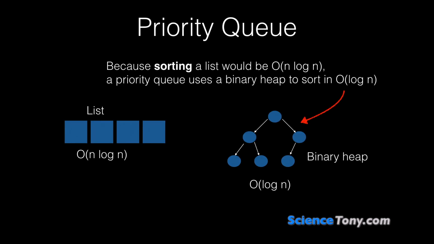Because items have a priority attached to them, each time you insert something, the list would have to rearrange to make sure that the priority is at the front of the queue. So if we did that with a list, we would have big O of n log n. So instead, we use a binary heap, which gives us O log n, which is quicker.